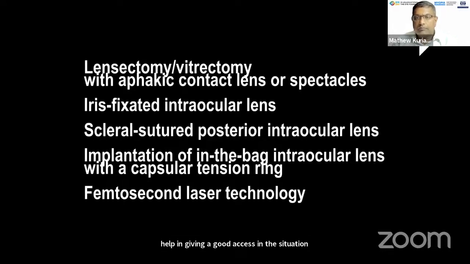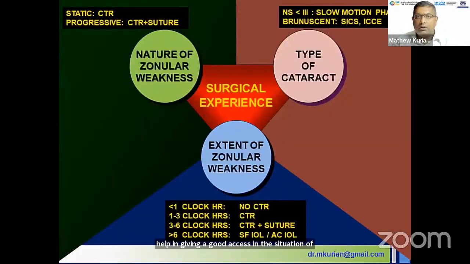weak zonules. The nature of zonular weakness, whether it is static, in which case we can use a CTR. If it is progressive, we need to use a suture. The type of cataract, if it is a very hard cataract, we need to plan for SICS or something like that. Otherwise, in a normal cataract, we can plan for phaco. And extent of zonular weakness, if it is a very small amount of zonular weakness, no CTR is required. In higher amounts, CTR plus suture, and in extreme cases, 180 degrees plus, maybe SFIOL or ACIOL is desirable.